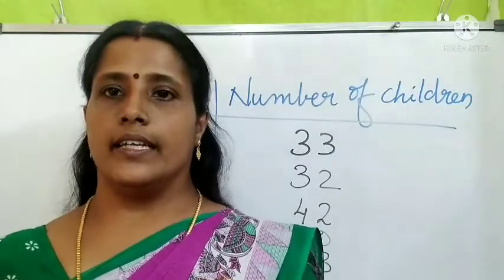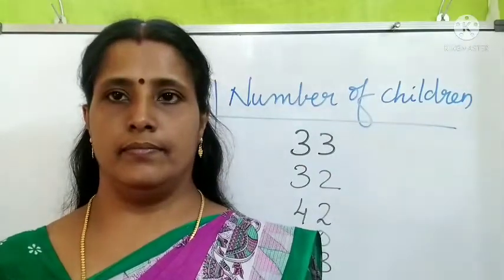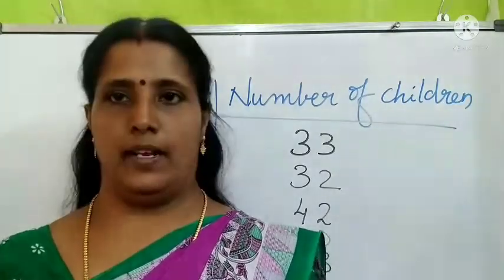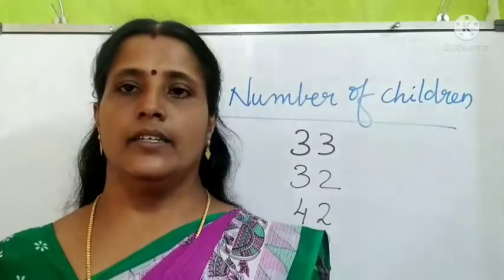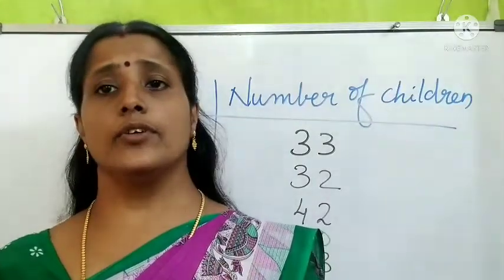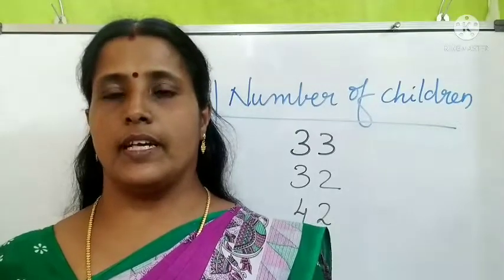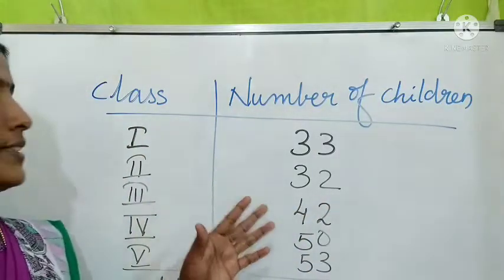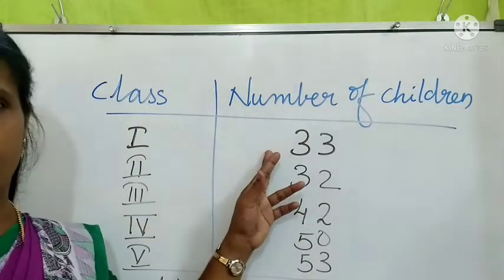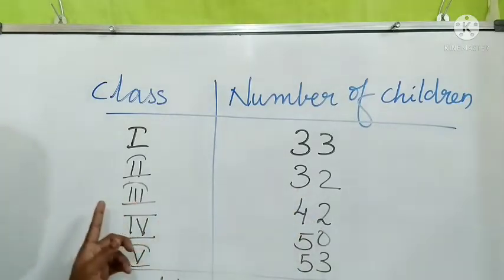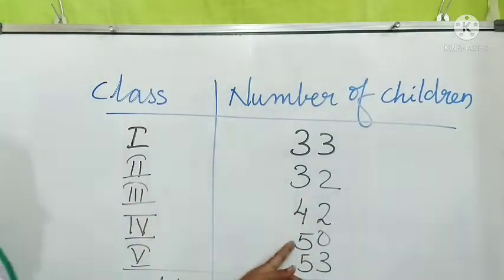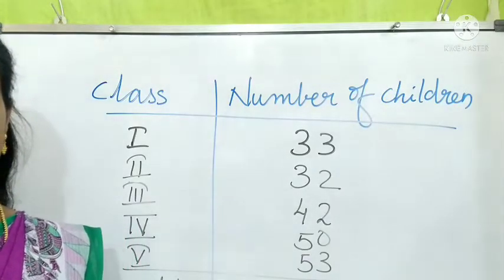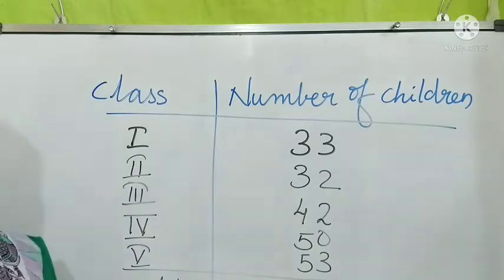So, in classes 1 to 5, some of the children are going to Bhopal. That is an excursion. So, how many students are going on this excursion? Some of the list is given in your textbook, page number 23. So, here I list it out. Class 1, 33 students, class 2, 32 students, class 3, 42 students, class 4, 50 students, and fifth, 53 students. So, here we need to find out the total.